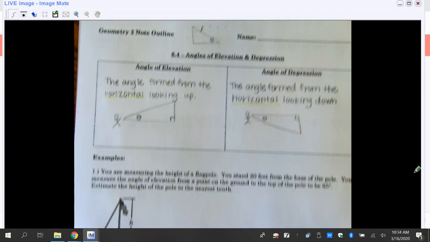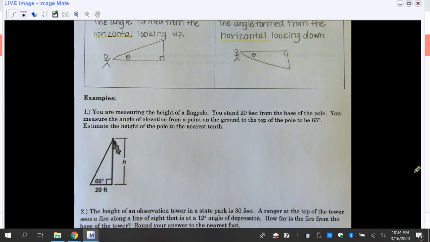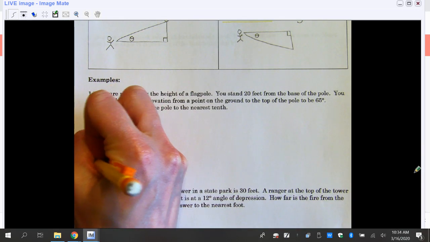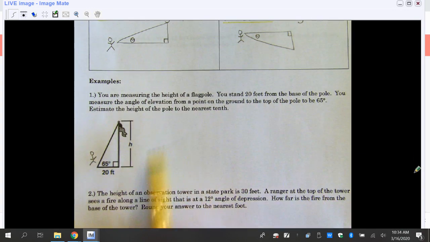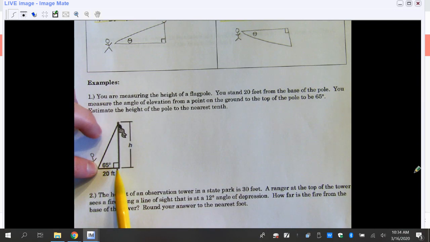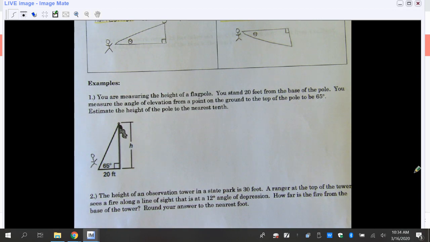All right, so I started off by giving you an example and providing the picture so we can talk through the picture as we read through this. So it says you are measuring the height of a flagpole. Okay, so here's you right here. You stand 20 feet from the base of the pole. You measure the angle of elevation from a point on the ground, so there's our horizontal, to the top of the flagpole to be 65 degrees. And so now we're going to estimate the height of the flagpole.